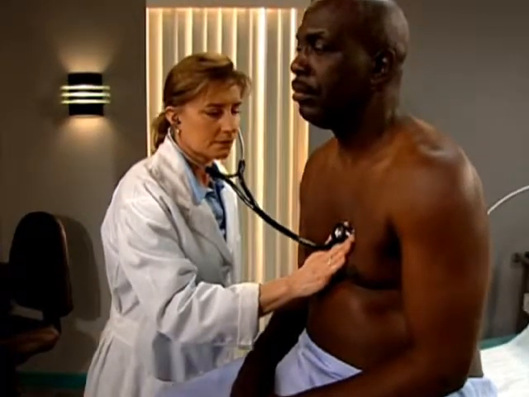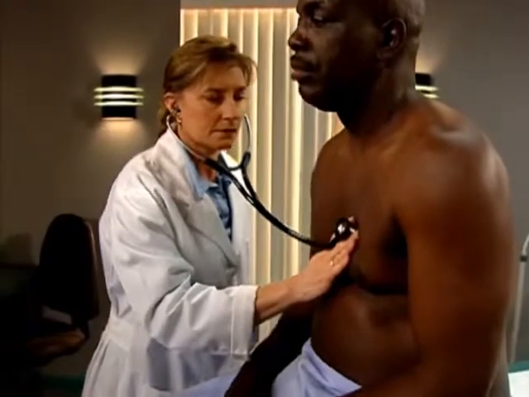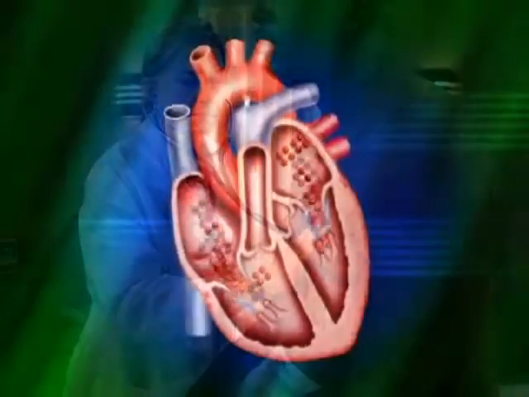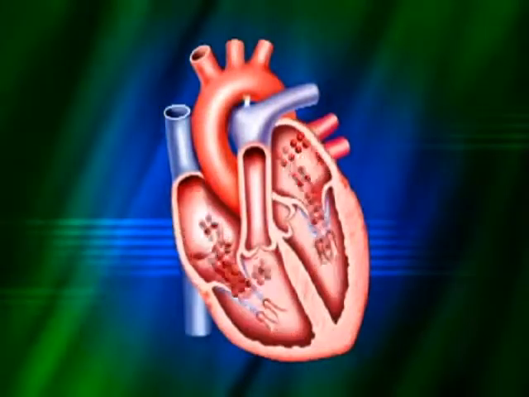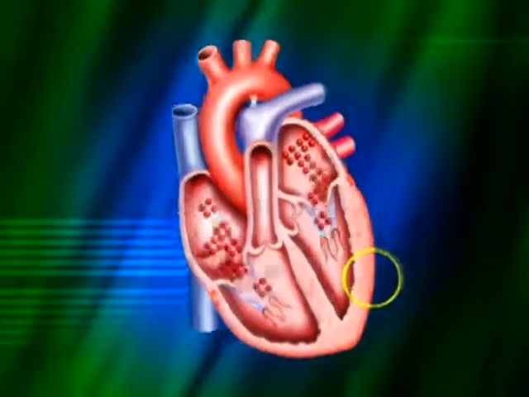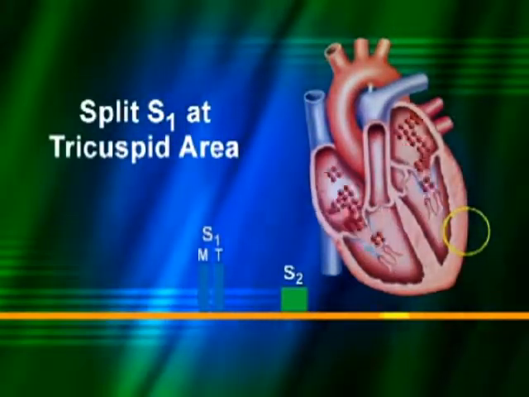Because the synchronized closure of 2 valves causes each sound, closure that's out of sync can break the sound into 2. Although a split S1 is uncommon, it's most often heard at the tricuspid area, with the sound breaking into mitral and tricuspid components.